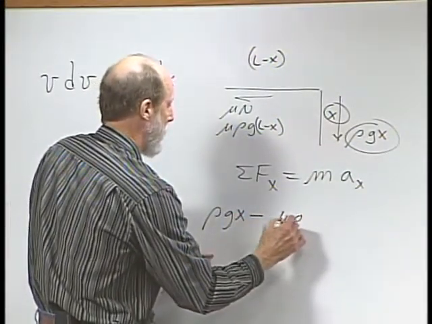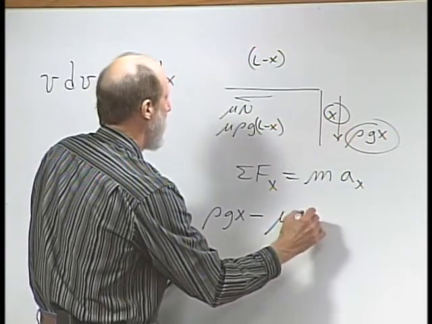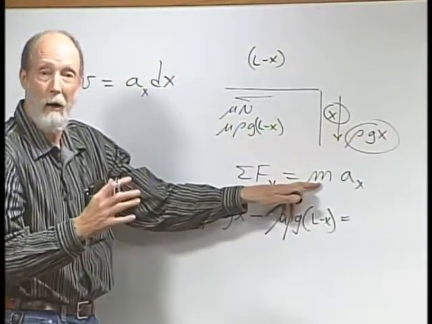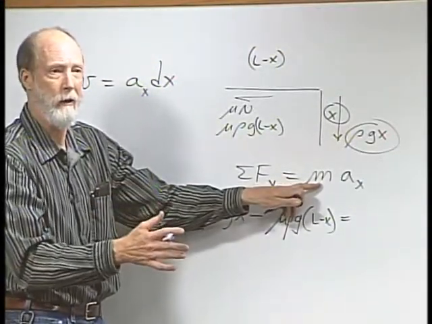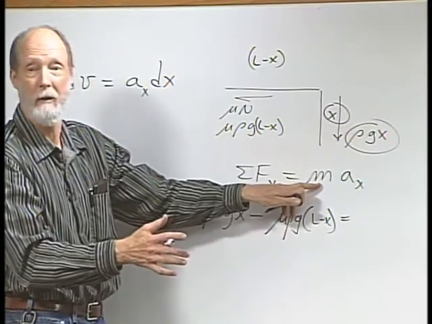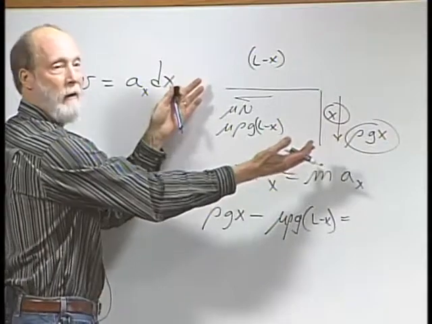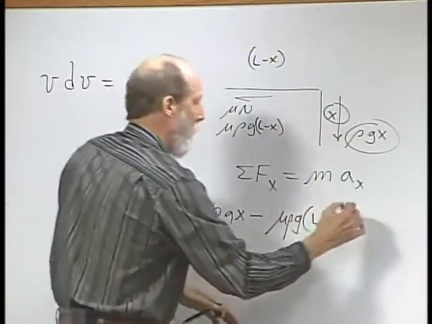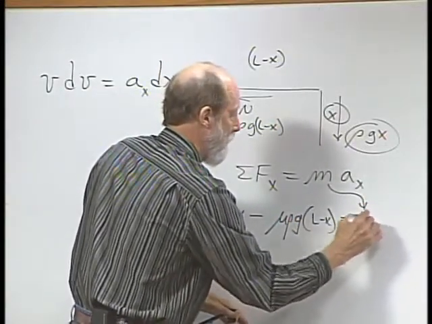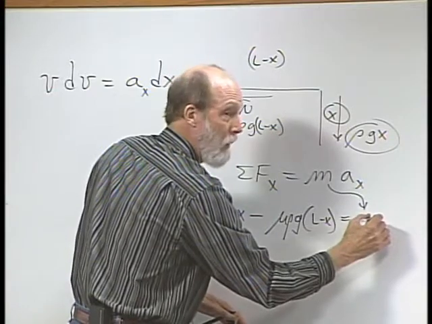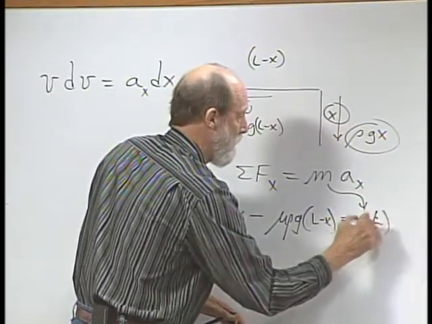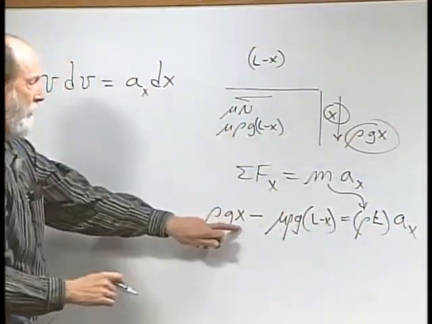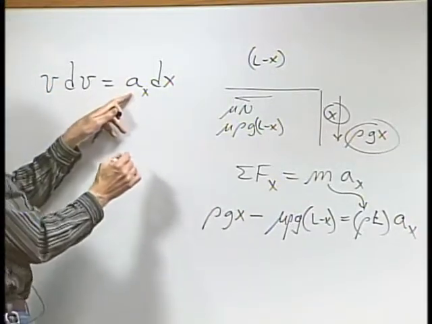So mu rho g (L minus x) has got to be equal to the mass that's being accelerated. How much mass is being accelerated? The whole thing. The whole thing has a mass of rho L, times a_x. That gives you an expression in terms of variable x that then goes up into here.